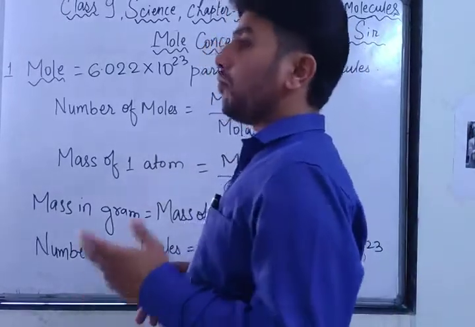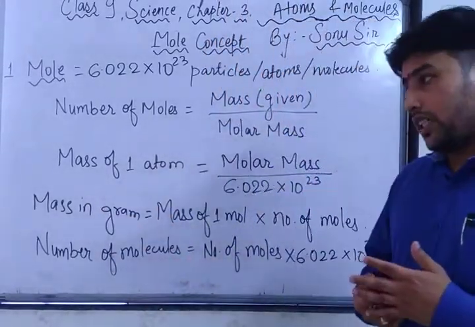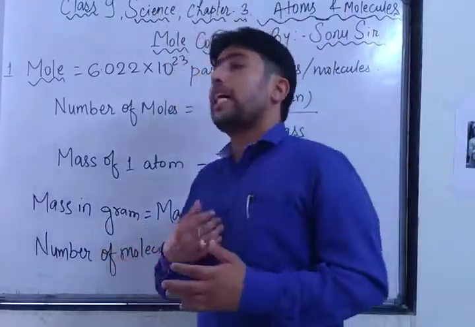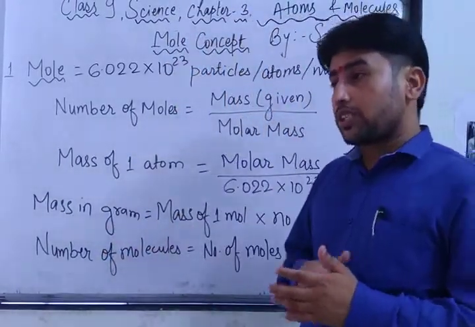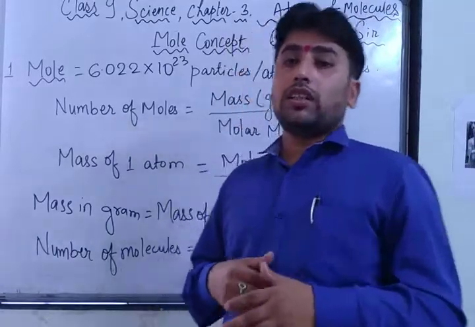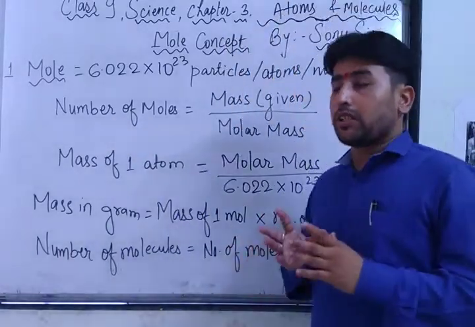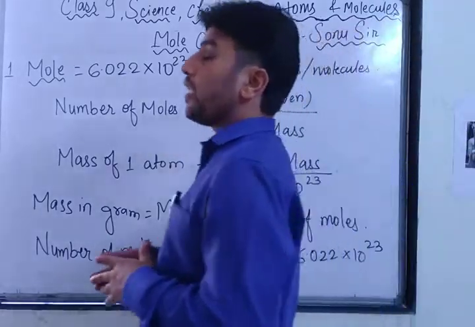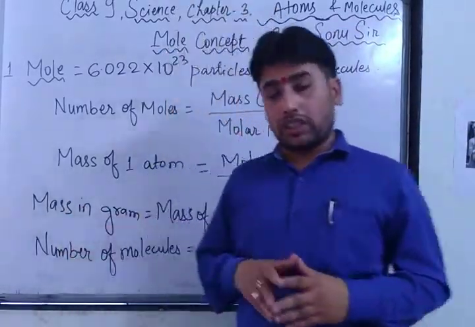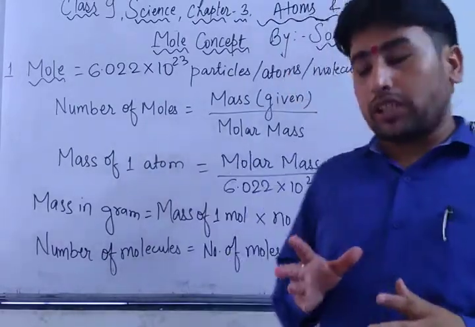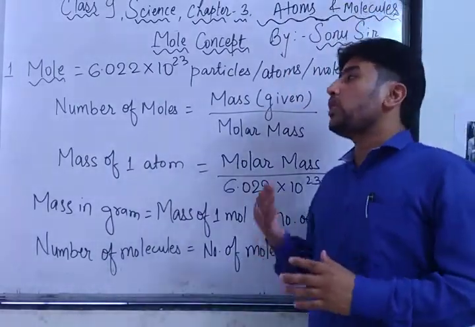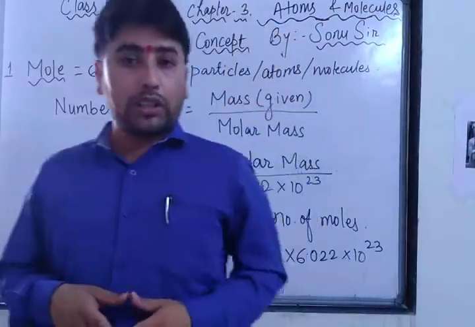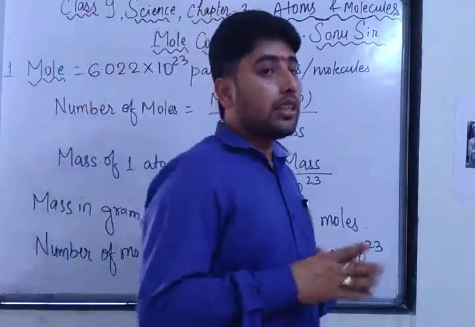Boron, atomic number 5, mass number 11. Carbon, atomic number 6, mass number 12. Nitrogen, atomic number 7, mass number 14. Oxygen, atomic number 8, mass number 16. Fluorine, atomic number 9, mass number 19. Neon, atomic number 10, mass number 20. Similarly, till 20 at least you should learn all the elements' atomic numbers and mass numbers.